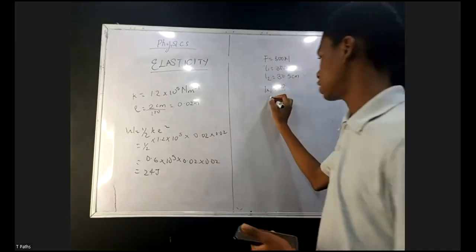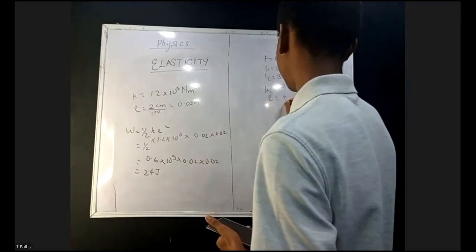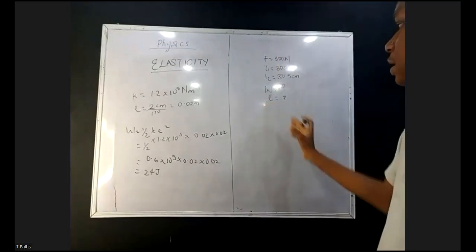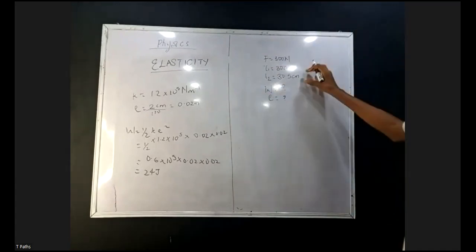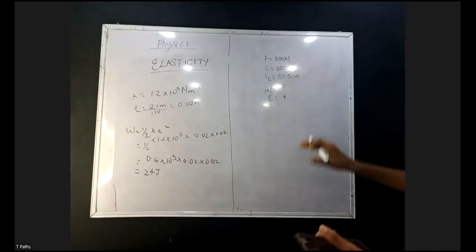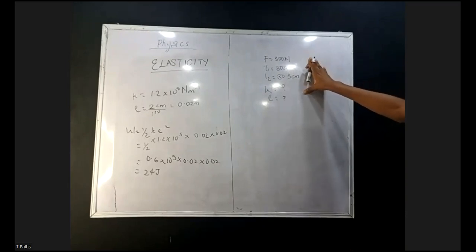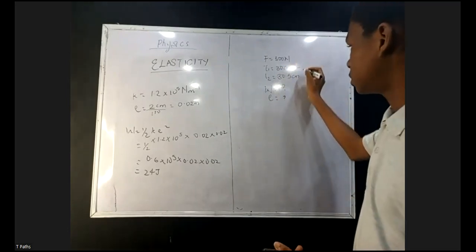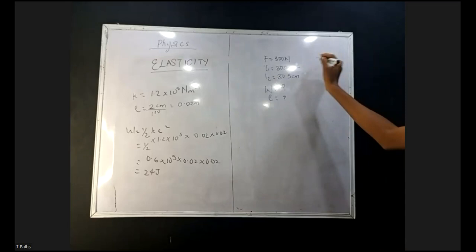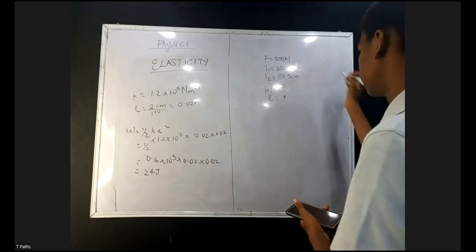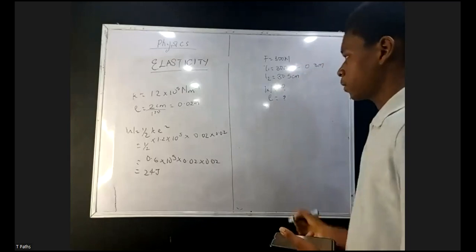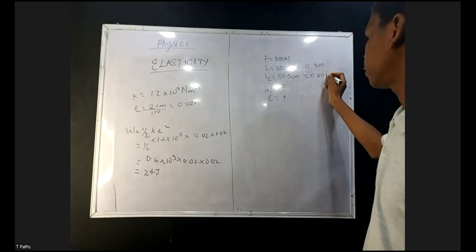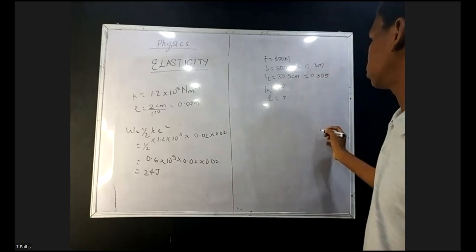So firstly, I don't know the extension, so I'm going to find the extension of the wire. For me to find my extension, I'll say L2 minus L1. But don't forget this L2 and this L1 are in centimeter, and the standard unit for calculating extension or length should be in meter. So I'm going to convert this to meter first. Converting to meter, I simply divide 30 by 100. If I divide 30 by 100, I shall have 0.3, so this will become 0.3 meter. I'll also divide the other by 100 and I'll have 0.305.